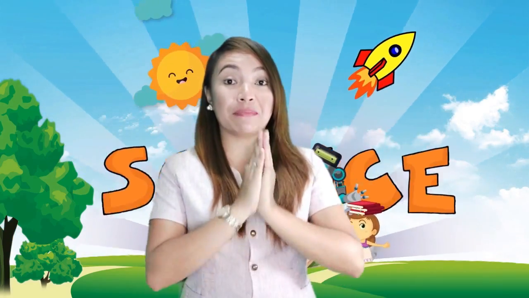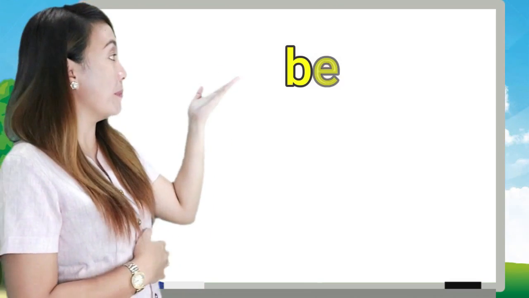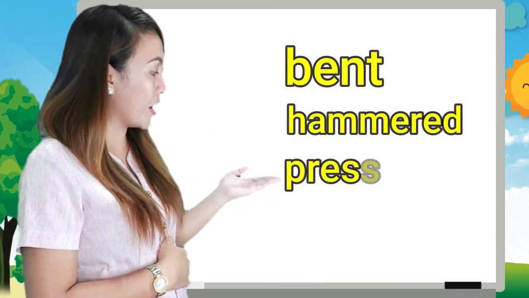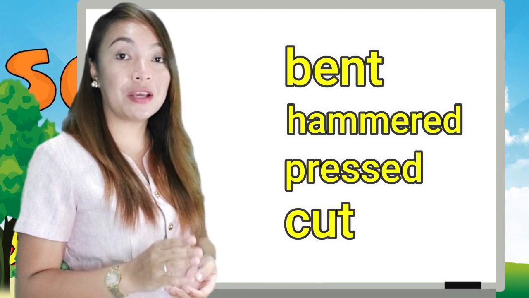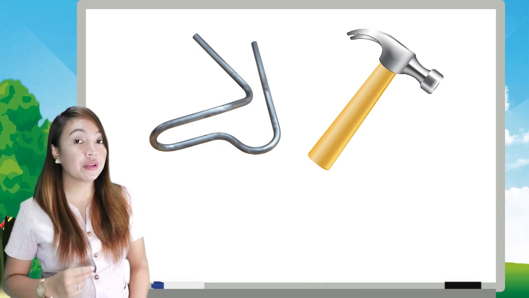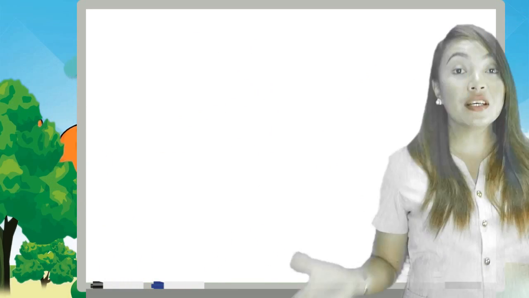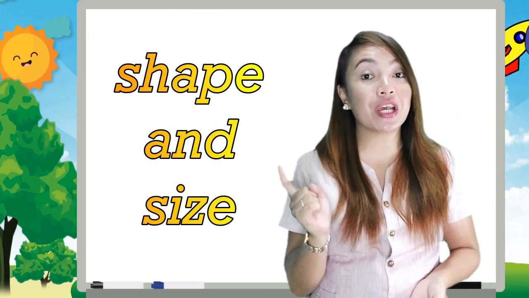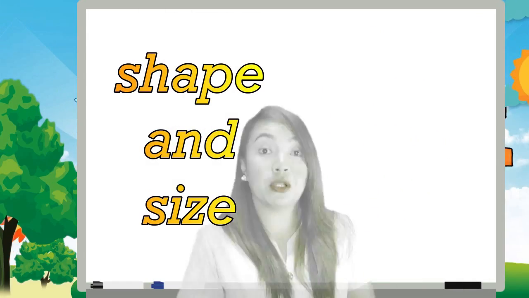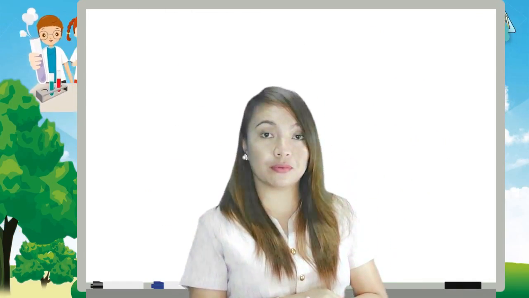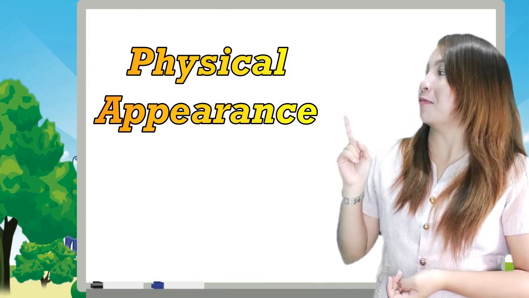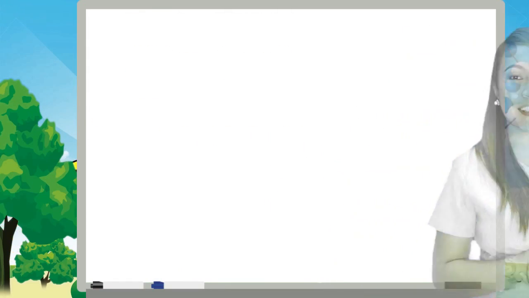So solids can be found anywhere. Some materials can be bent, hammered, pressed, or cut depending on the property of the material. When bent, hammered, pressed, or cut, these materials will change their shape and size. But no new material is formed. Only the physical appearance of the material is changed.